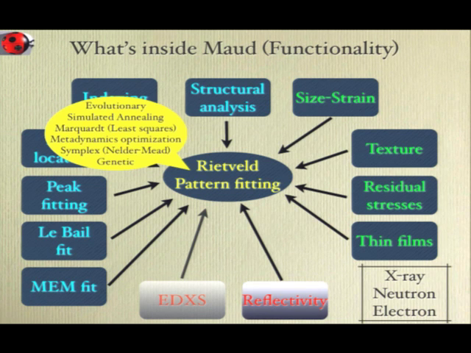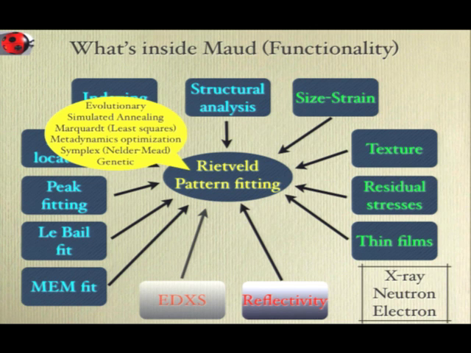For example, when we do the pattern fitting, in MAUD you can use a simple Marquardt least squares method, but you can also use an evolutionary algorithm, simulated annealing, or simplex. Yeah, someone brought back the simplex. I was using it more than 20 years ago. Yeah, genetic or even metadynamics.